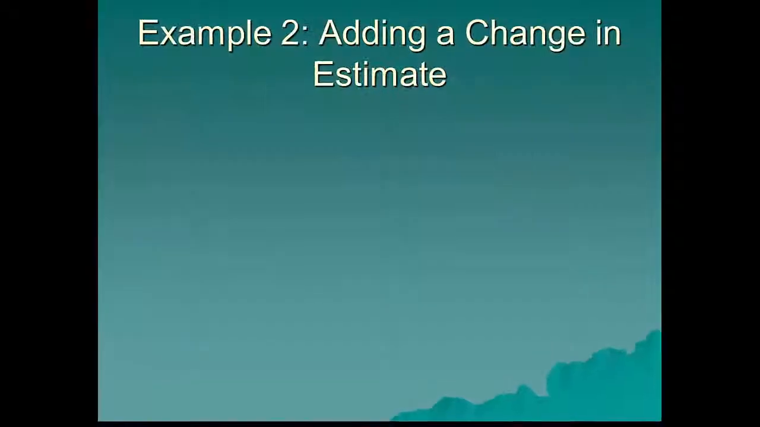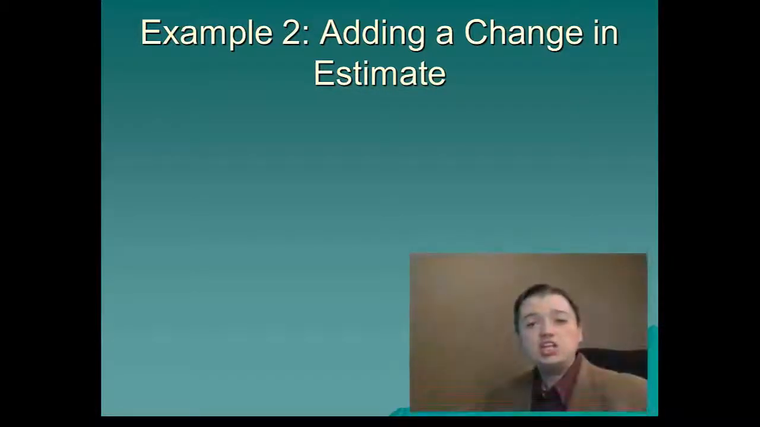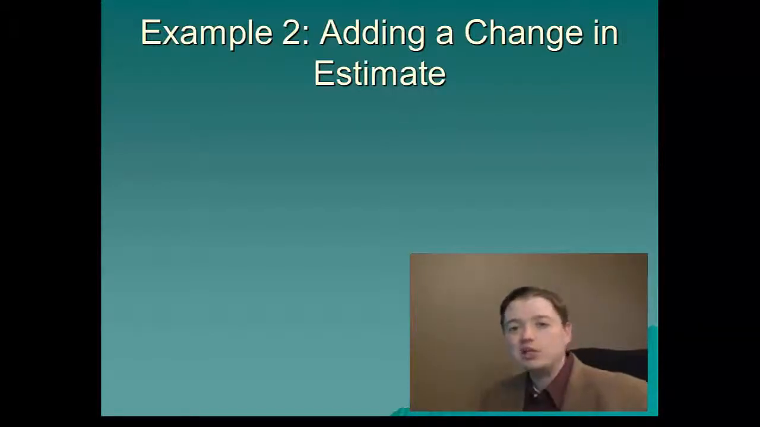Now, as we get started with this, remember that a change in estimate means I made some kind of an assumption, and now I've had to revise it. I was not right. Examples of this include your bad debt expense. What percentage of people do you think will rip you off? Well, I thought it was 3%. It's really closer to 5%.